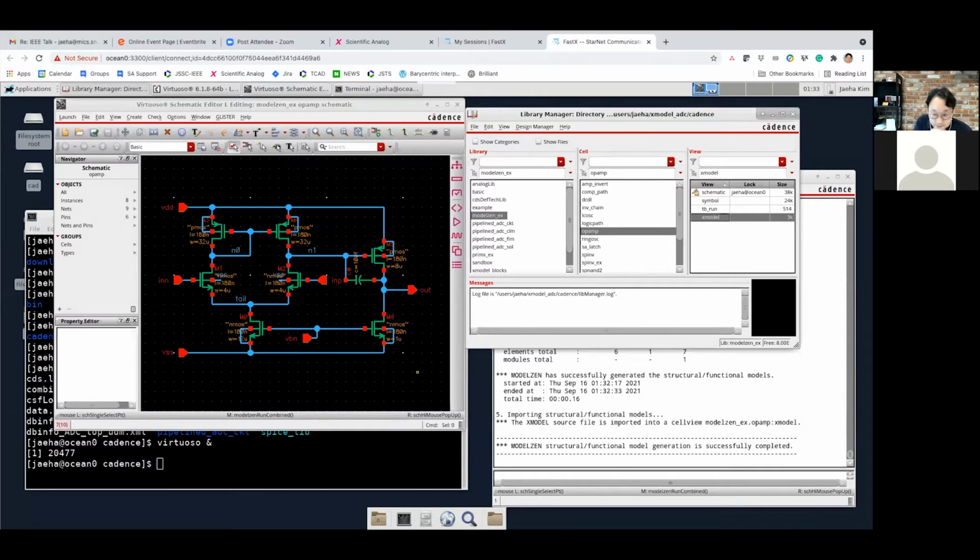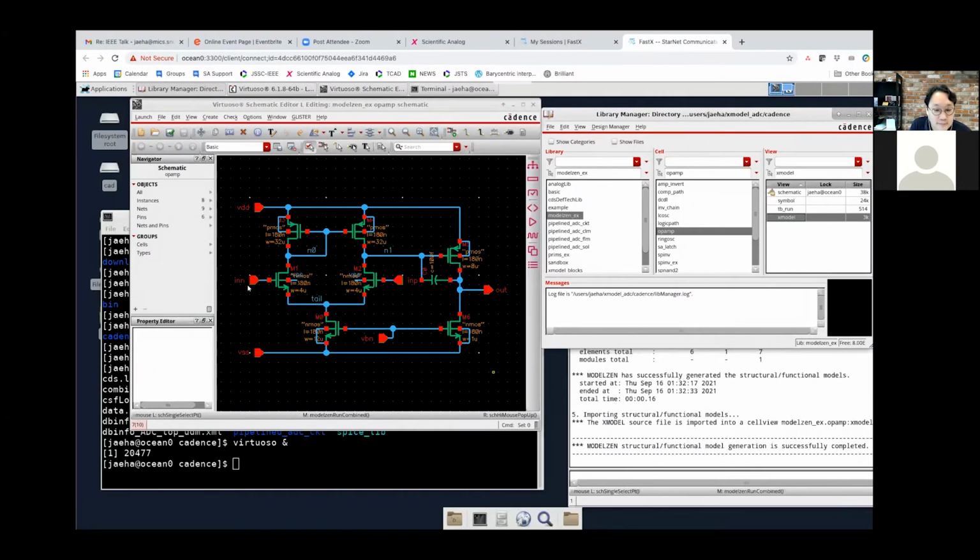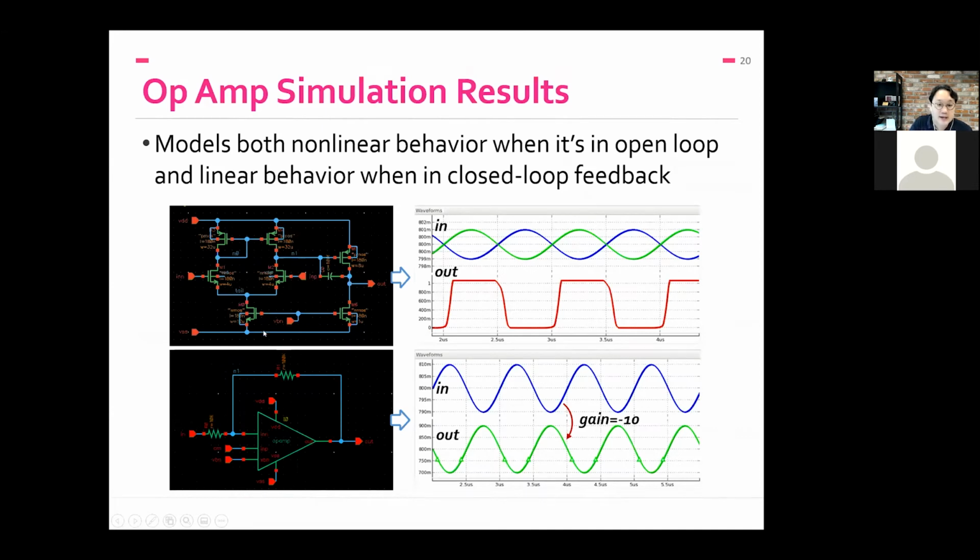I'm not going to do the demo on this to save time, but that resulting circuit can work in arbitrary situations. For example, this is an op-amp. So if I simulate it in an open loop, it will have a very large swing that could be clipped by VDD and ground, even when you supply a very small sinusoid. And when I take the same model and put it in a resistive feedback, now it will be linearized and have a gain between input and output determined by the resistor ratio. Okay, so that's the main advantage of using this structural model.